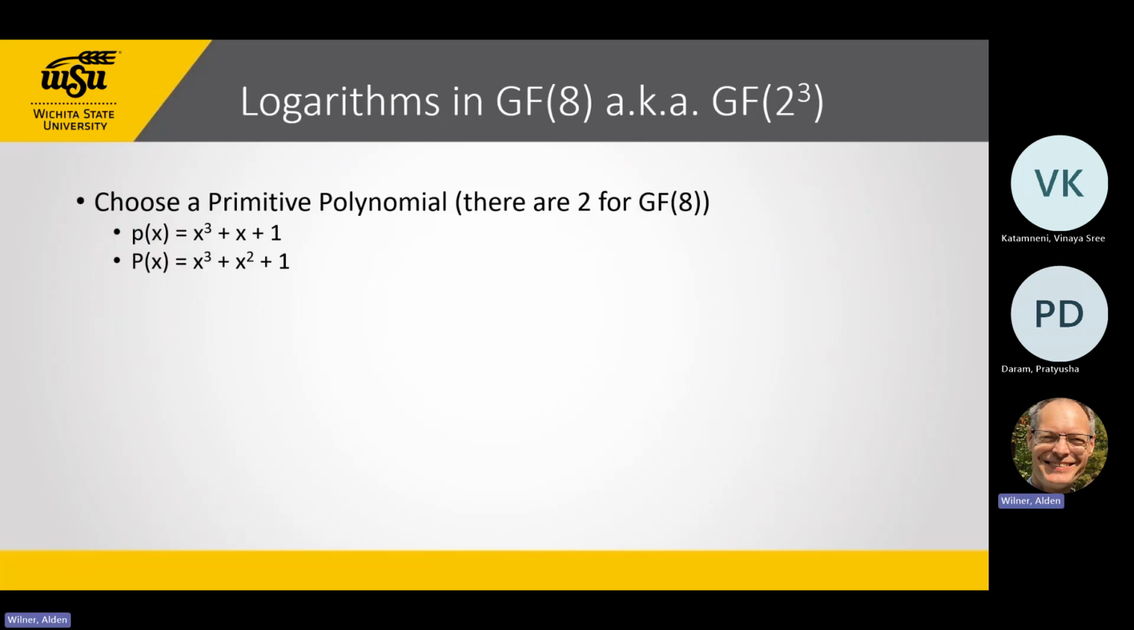Okay, so here we go. We'll choose our primitive polynomial. For GF of size 8, there are 2 primitive polynomials, x cubed plus x plus 1, x cubed plus x squared plus 1.